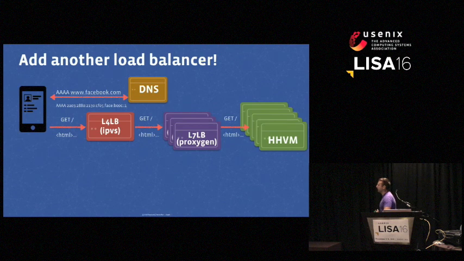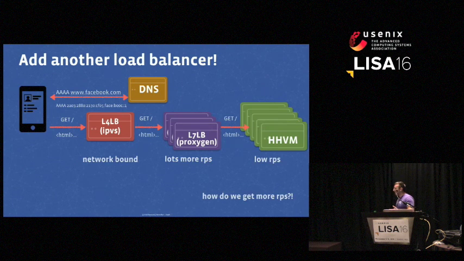So we'll talk about that a little bit more in a little bit. So this is great. We can add a lot more L7 load balancers to terminate TCP and SSL and proxy that HTTP request. We can add many, many more HHVM servers behind it. But we still have a single point of failure in this single L4 load balancer, and it can't handle all the traffic coming into it. So how do we solve this?